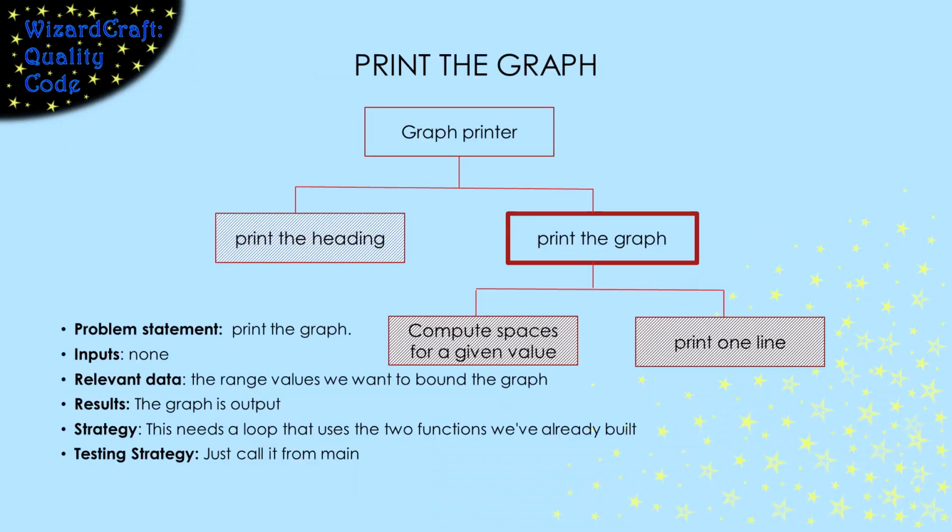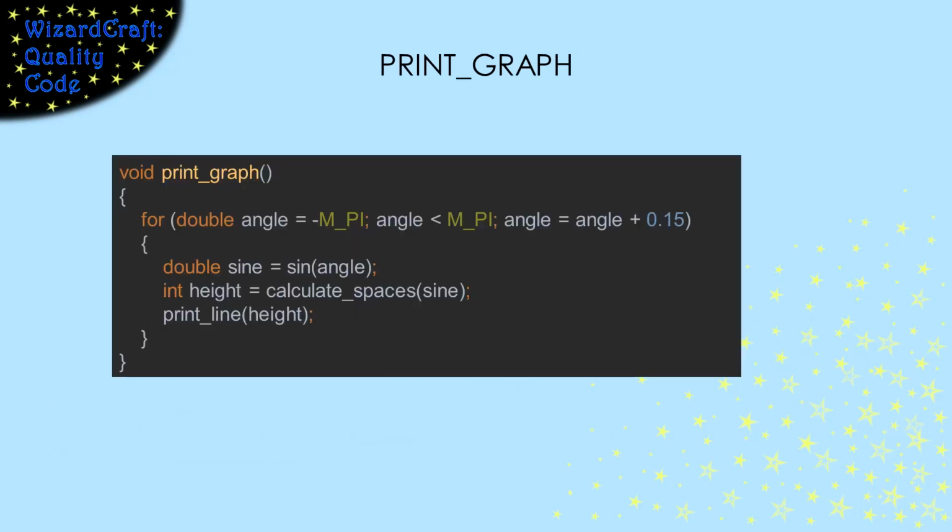We've built and tested 3 of our functions. The last thing we need is printgraph. It will have no parameters. Its return type will be void because it's just outputting something to the screen. And we'll test it just by calling it from main and watching it work. For completeness, here is the code for printgraph. It uses math.h to get the value of the sine function, calculates the number of spaces needed for that value, and prints a line for that value. All of that is in a loop that varies the variable angle from -pi to +pi.